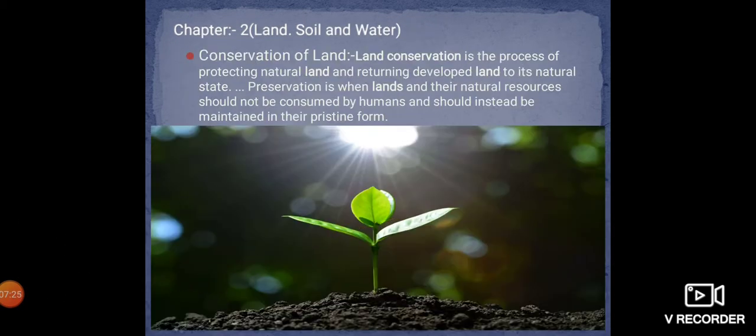The last topic of land is conservation of land. Land conservation is the process of protecting natural land and returning developed land to its natural state. Preservation is when lands and their natural resources should not be consumed by humans and should instead be maintained in their pristine form. So my first question is, why do we conserve land?